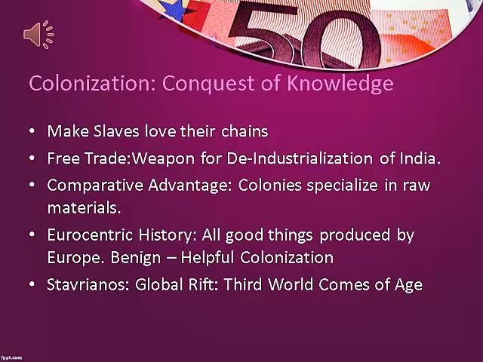The cotton textile industry in India was more advanced than that of England at the time of the conquest. And these industries were destroyed, and actually the cotton weavers, their thumbs were cut off to prevent them from producing textiles, so that ultimately India became dependent.